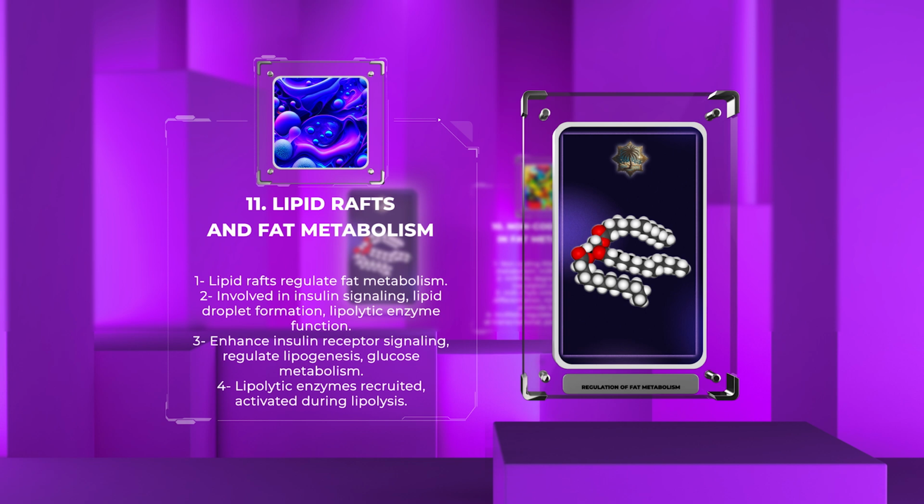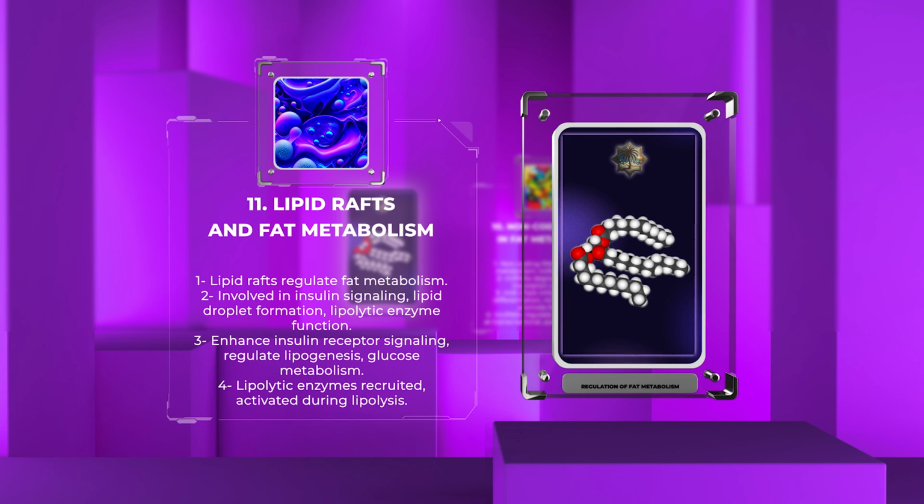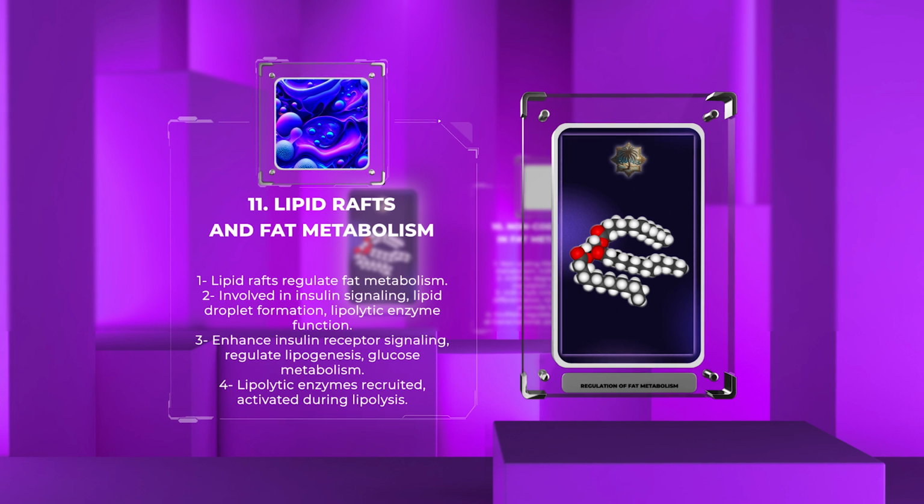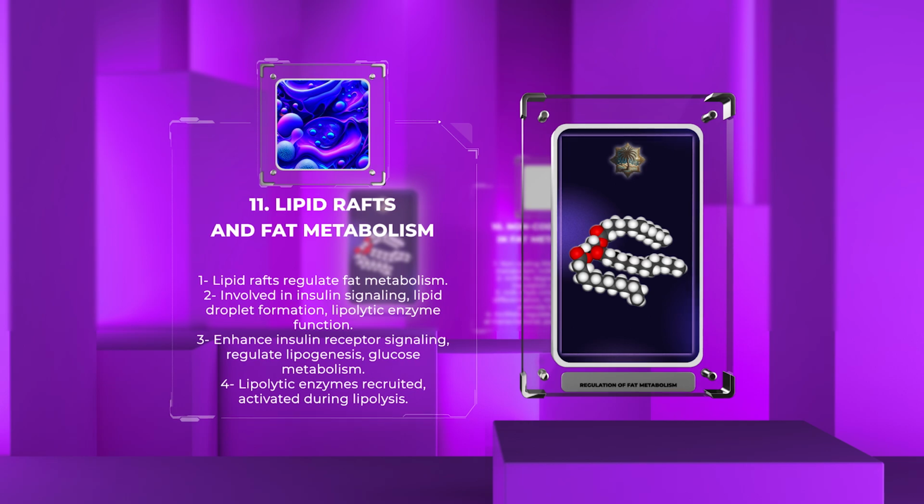In fat metabolism, lipid rafts are involved in insulin signaling, lipid droplet formation, and the function of lipolytic enzymes. Insulin receptor signaling is enhanced within lipid rafts, regulating lipogenesis and glucose metabolism. Lipolytic enzymes like hormone-sensitive lipase and adipose triglyceride lipase are recruited and activated in lipid rafts during lipolysis. Finally, lipid rafts help organize and transport proteins associated with lipid droplets, contributing to their dynamics and functionality.